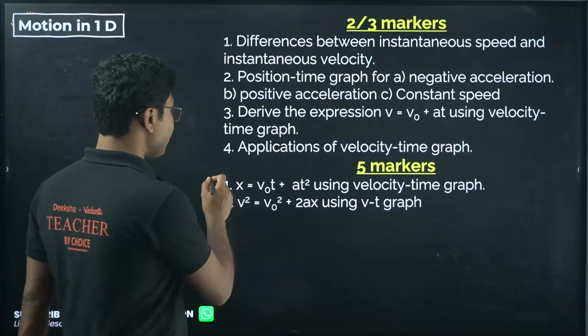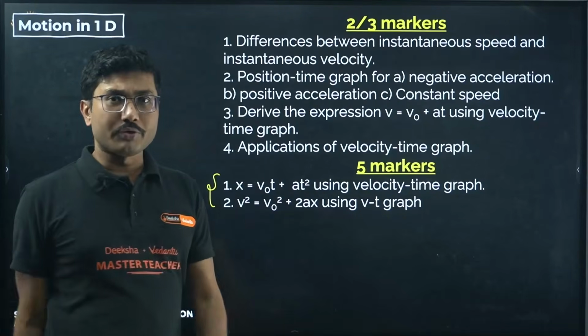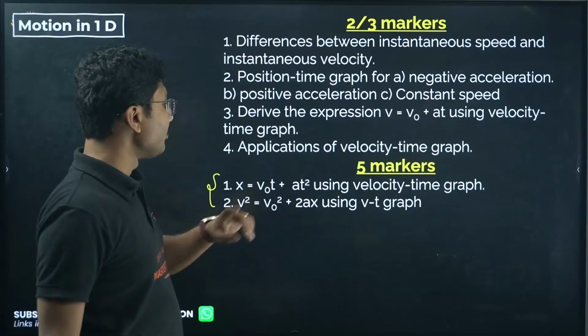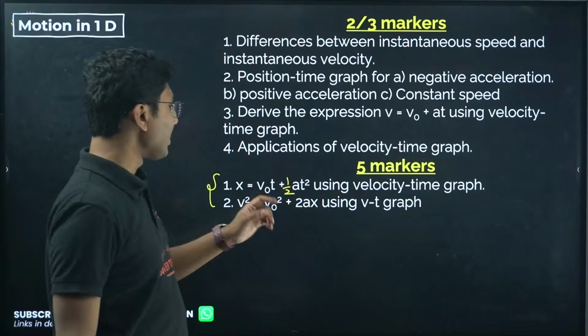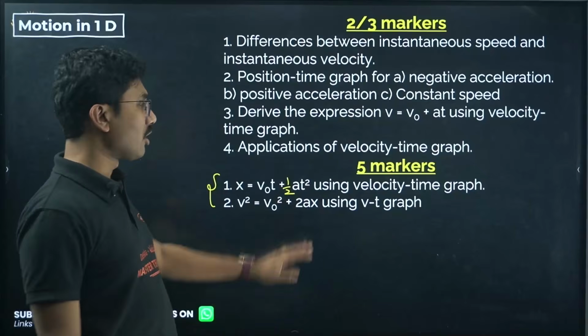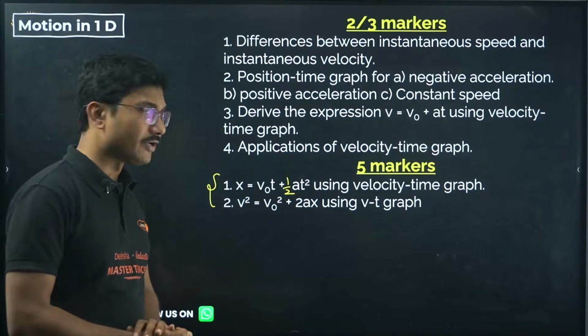One of these derivations is going to come in most of your annual exams. So x equals vt plus half at square, and v square equals v naught square plus 2ax. One of these derivations using velocity time graph is very important.